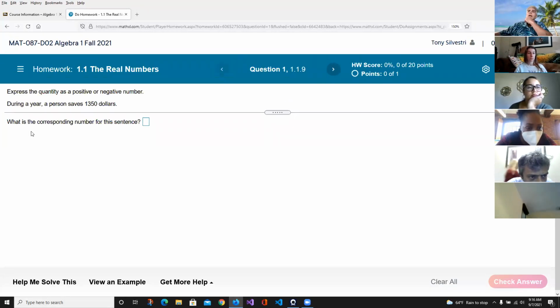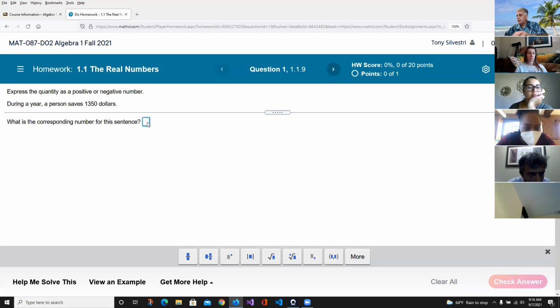Express the quantity as a positive or negative number. During the year, a person saves $1,350. I guess that's a positive, right? You could write plus 1,350. That's what I did. I just entered the number right into the system. If it's plus, you don't really need to put the plus in there. The only time you need to put the sign is when it's a negative. So by default, it's positive.